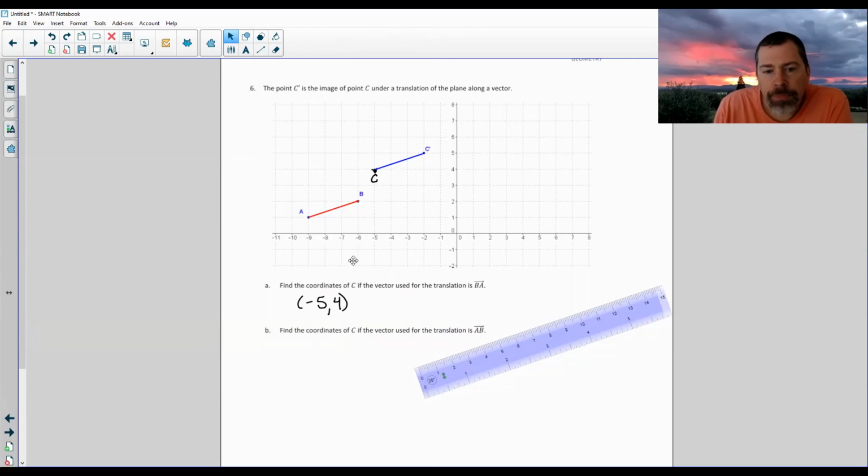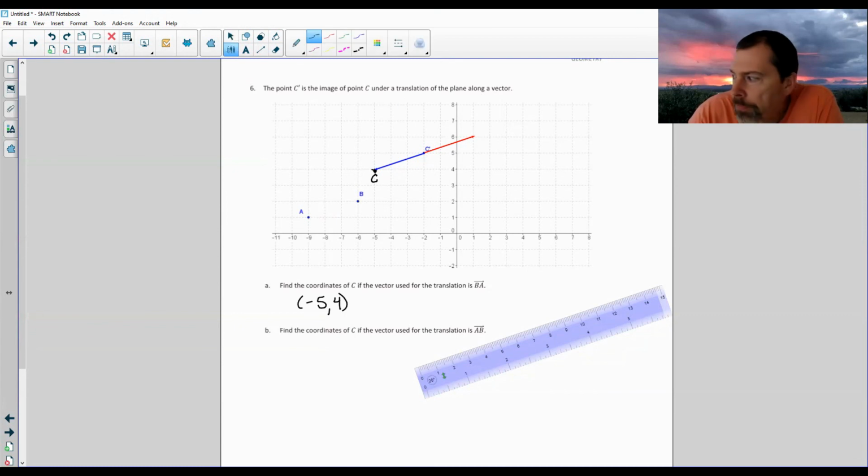Okay. And then it says find the coordinates of C if the vector used for the translation is A to B. So if I do that, I would put my C prime here, and that would move it to this point. So I would put a dot right here. Okay, so that is the point.